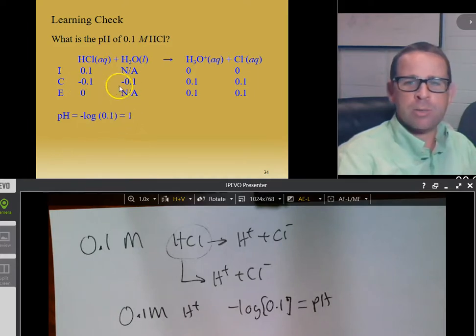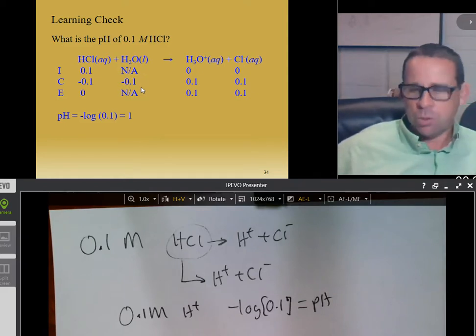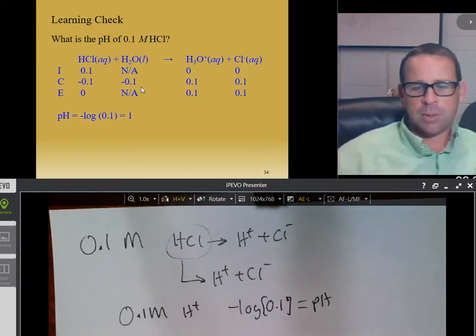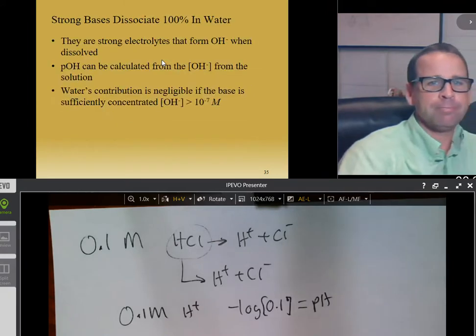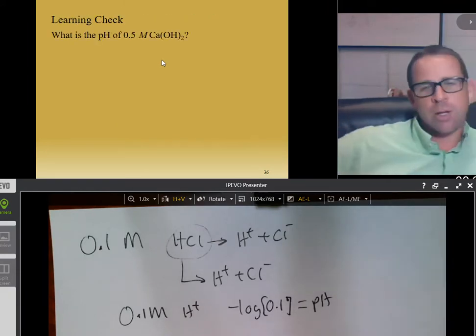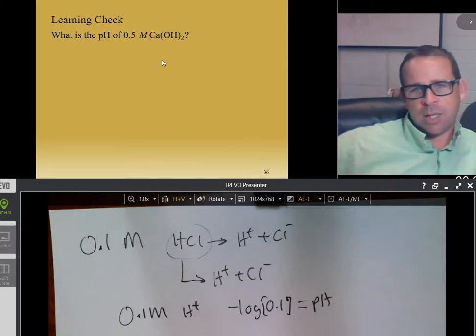Now here's an ice table, which is kind of a little overboard. If it's a strong acid, you know what happens at equilibrium, right? But it sets us up for a weak acid. So strong bases also dissociate 100%. So if I know that I have a 0.5 molar calcium hydroxide, what is the pH of that solution?